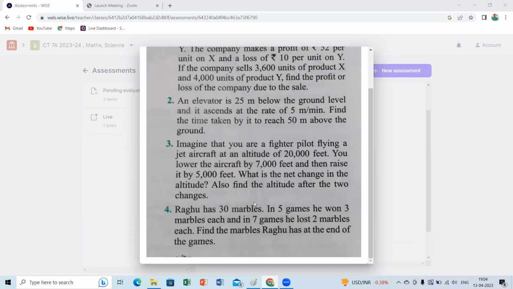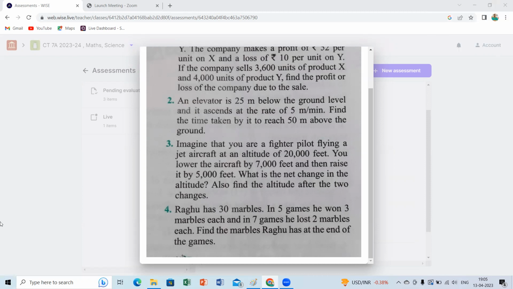Initially it was 20,000 feet. After that, changing to 18,000 feet, what is the net change? Ma'am, 20,000 feet. No, 20,000 to 18,000. What is the net change? 2,000 feet lower. You lowered by 2,000 feet. That's the net change that happened here. How many of you got the correct answer? Ma'am, I got a net change of 2,000.